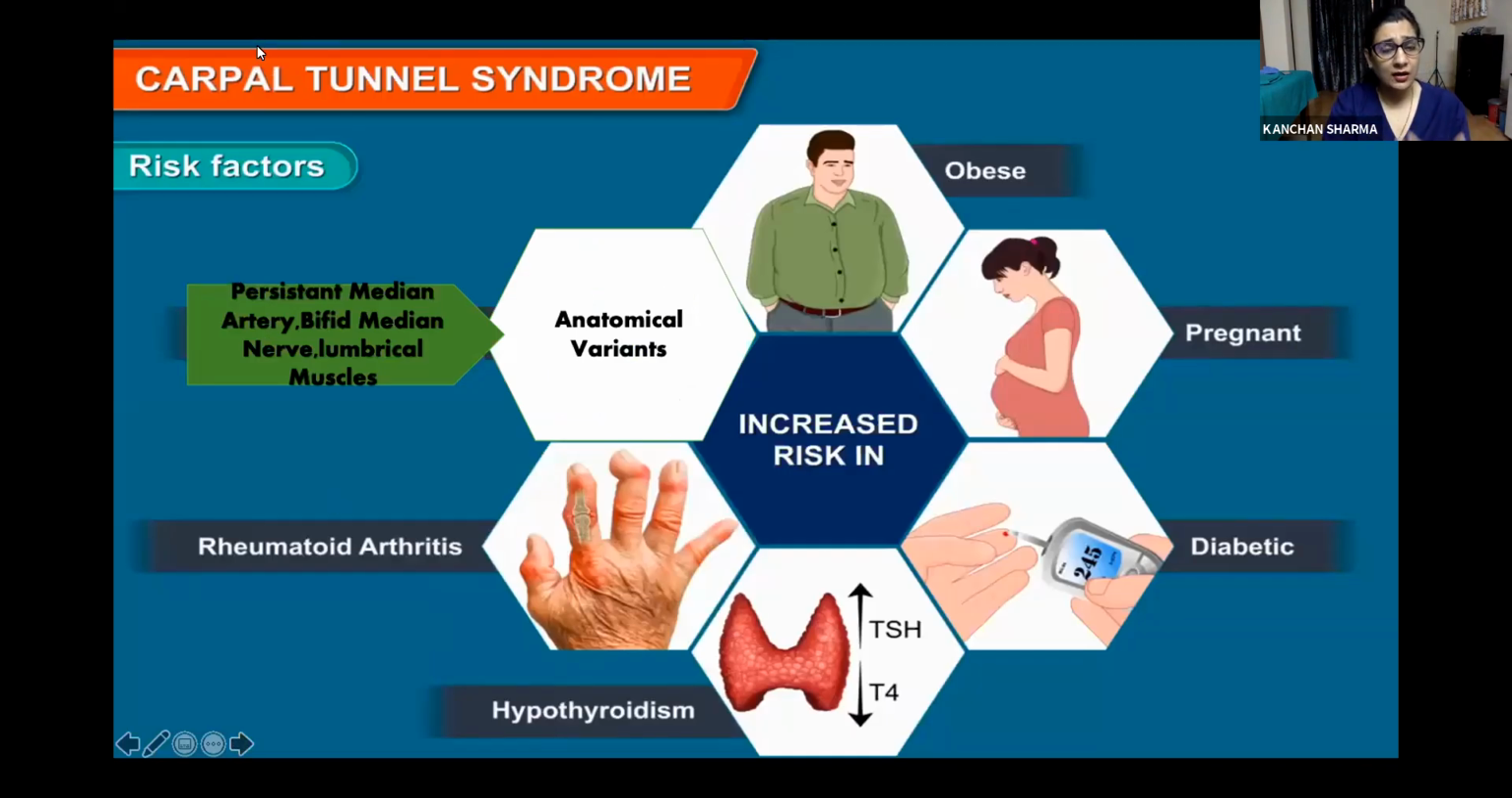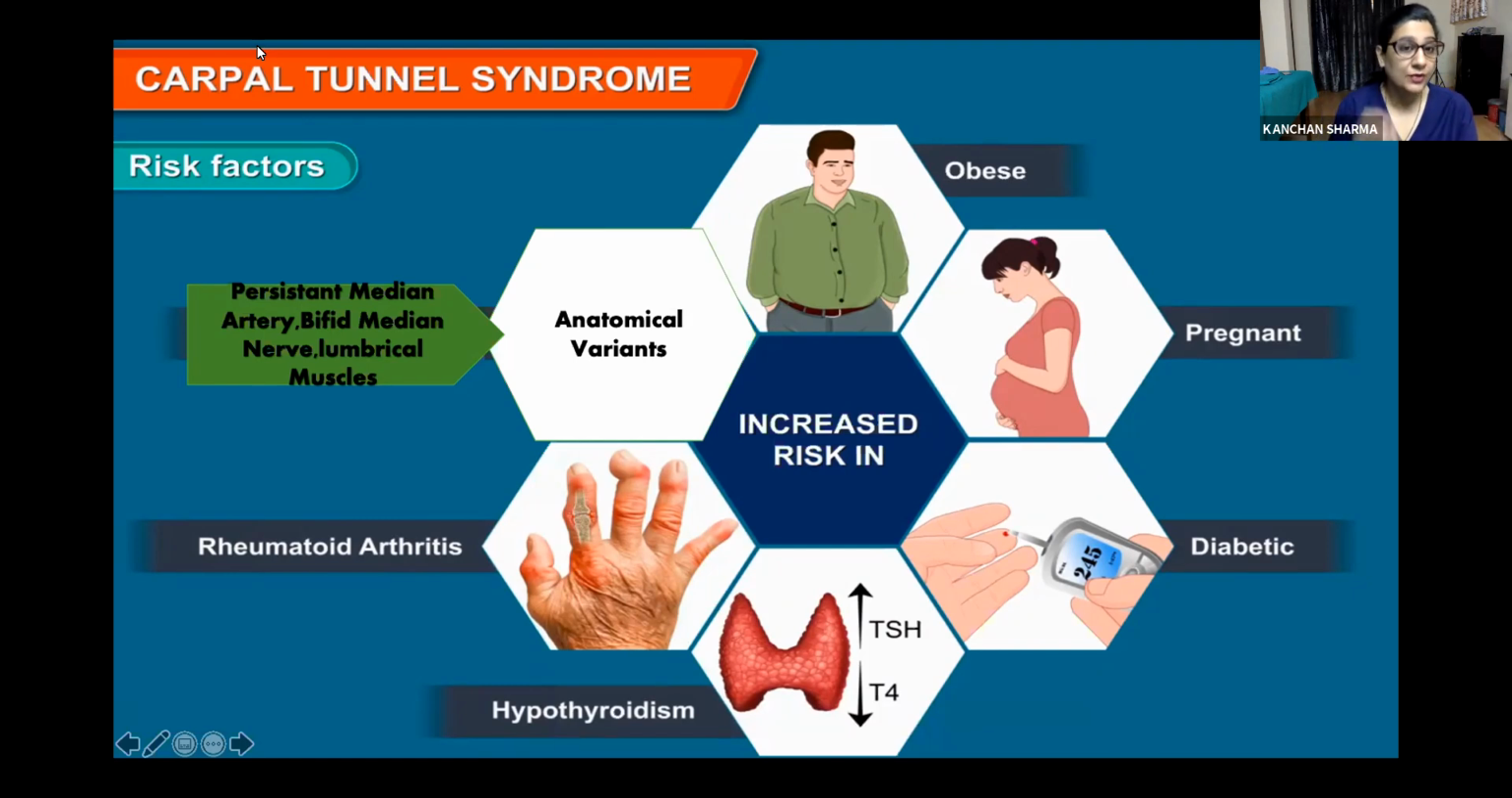Now, who are the persons who are going to get this carpal tunnel? A person who is obese, pregnancy, diabetes, hypothyroidism, and rheumatoid arthritis. How rheumatoid arthritis? All of them are going to cause the thickening of your flexor retinaculum. These are certain things you should think of if a person who is very much obese, a pregnant female comes to you, or a patient says, I'm diabetic, I'm having hypothyroidism, yes, I'm a rheumatoid arthritis patient.